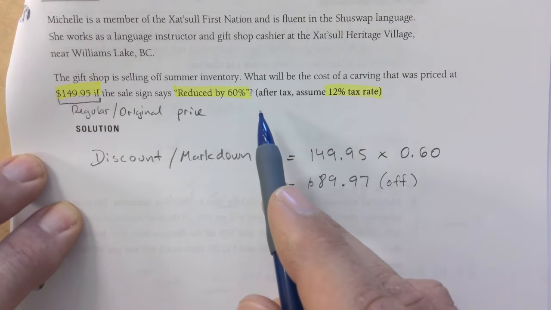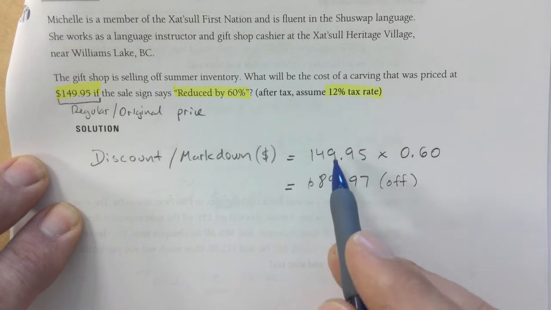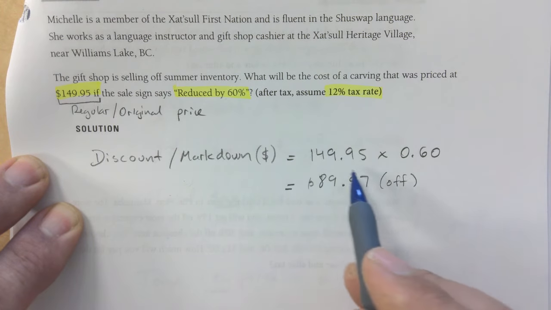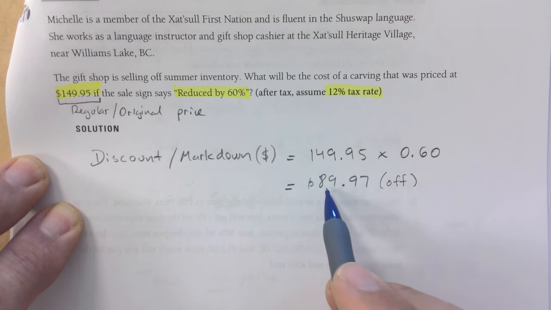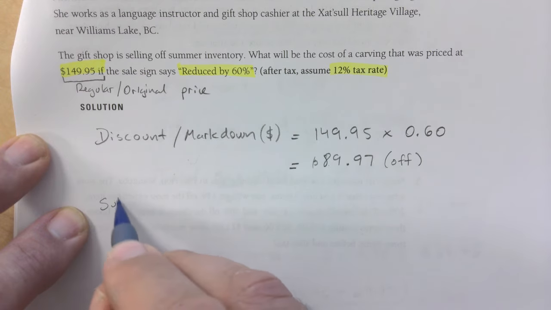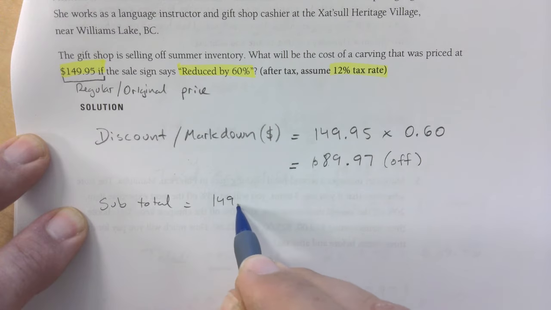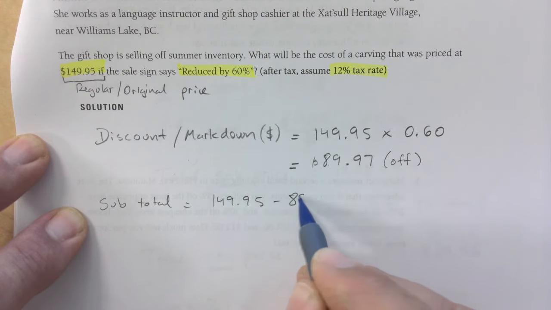So we're not done yet. We want to know after taxes. So first of all, what are you paying? This is the original price. They're going to take this off, and then you're paying the rest, right? So the subtotal would be 149.95 minus 89.97.